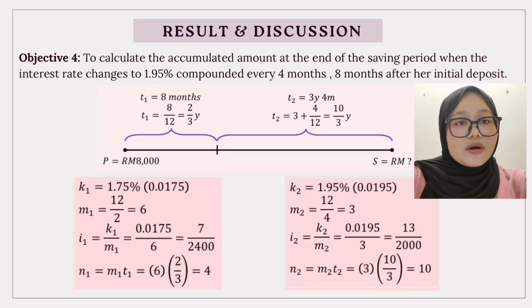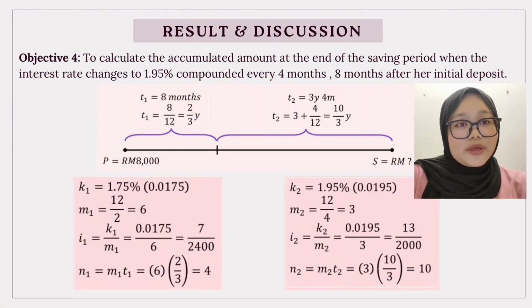Objective 4, to calculate the accumulated amount at the end of the saving period, when the interest rate changes to 1.95% compounded every 4 months, 8 months after her initial deposit. Firstly, we need to construct the timeline consisting of P, the original principal amount, and S, the accumulated amount. P is 8,000 ringgit and S is what we will be calculating.